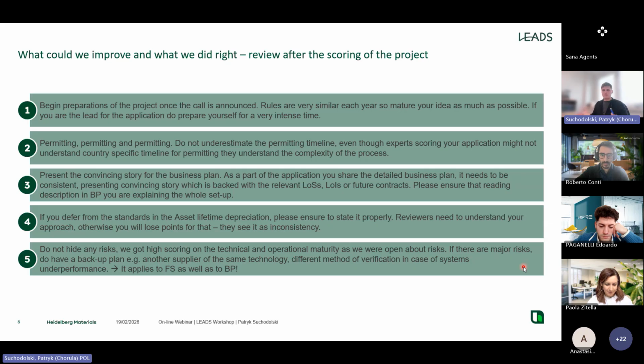And the last one, do not hide any risk. Be transparent. We got very high scoring on the technical and operational maturity because we are open about the risks. If there are major risks, do have a backup plan, present a convincing story, do the risk assessment properly, and do not hide anything, because they would see through it.